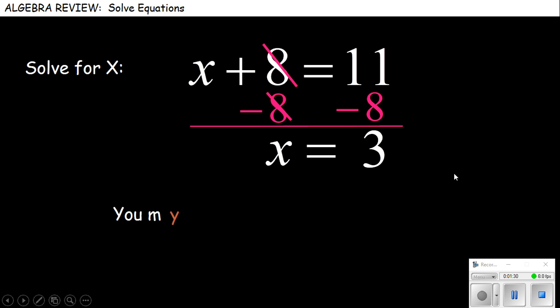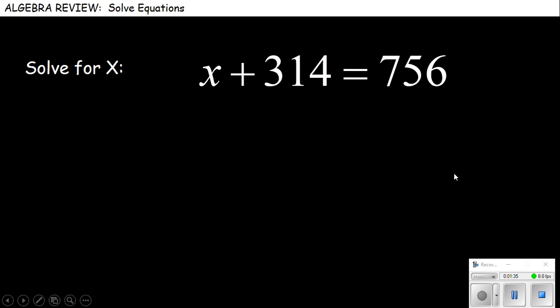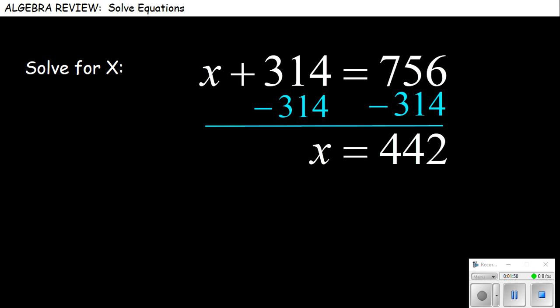Now right away you think, that problem's too easy, I did that in my head. But if the problem looked like this instead, you probably could not do this in your head. So that's why we have the steps. In this case, we have x plus 314 is equal to 756. So we're going to do the opposite of adding 314, so we can get x all by itself. For this problem, we're going to subtract 314 from both sides of the equation. On the left side, the 314s cancel out. On the right side, 756 minus 314 is 442.